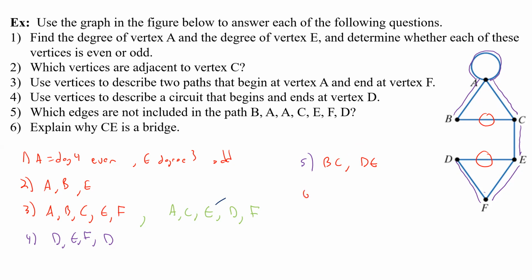All right, and then the last question, explain why CE is a bridge. Well, CE is this piece here. A bridge, remember, is an edge where if we take it out, we end up with a disconnected graph. If we take that out, we've got two pieces. Those are the two components, and therefore it's going to make a disconnected graph. So basically, if removed, it becomes a disconnected graph. And so that's why CE is a bridge.